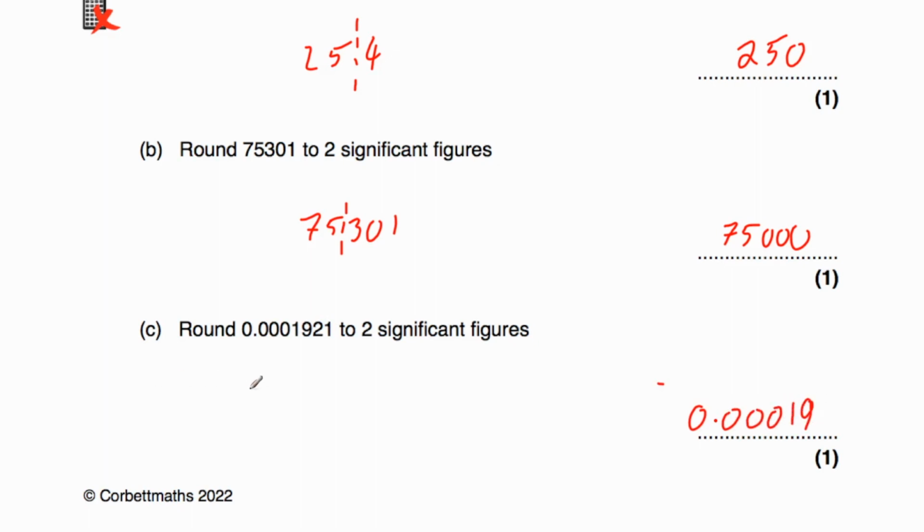And again, we could have written our 0.001921, put a dash after our second significant figure. And remember this 0.000, you ignore those, and we've got our 19. The third significant figure is a 2, so we don't round up, so we leave it as 0.0019. Okay, let's look at our next question.